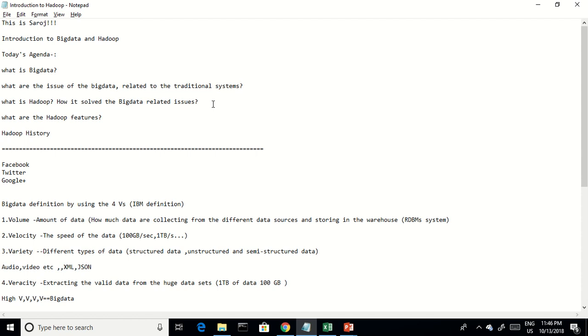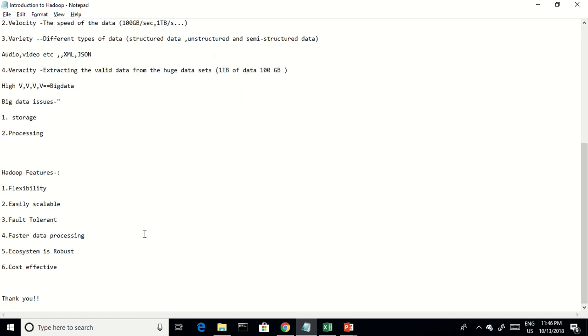So we came to know what Hadoop is, and now what are the Hadoop features. There are a lot of Hadoop features which we can highlight, due to which Hadoop has become very popular. Nowadays Hadoop is very popular, right? So due to the below features, like flexible. So it is very flexible.